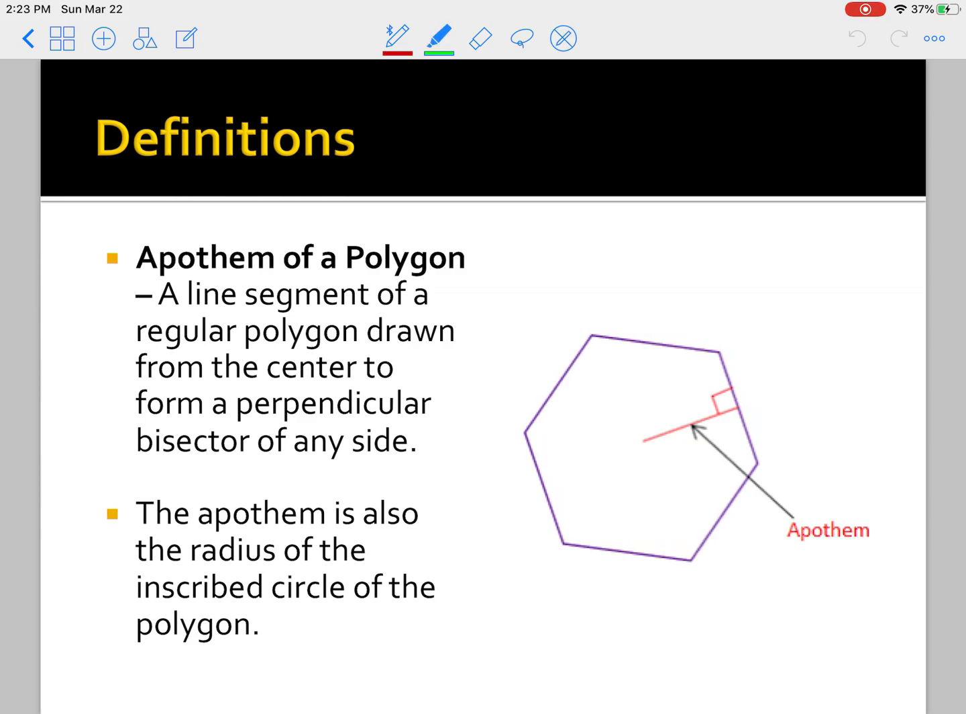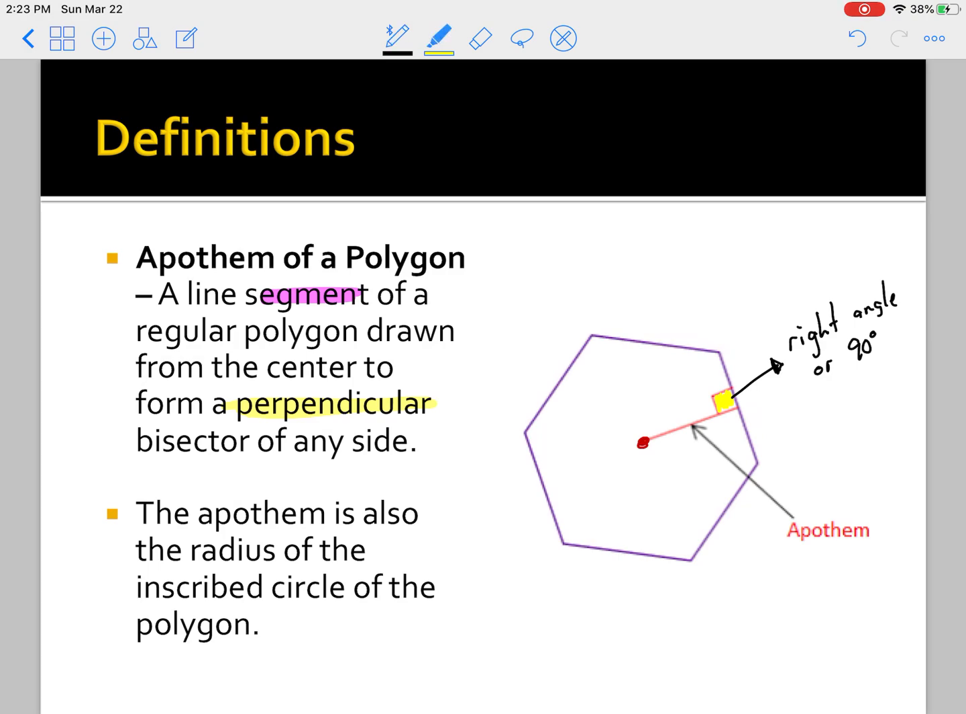The apothem of a polygon is a line segment. Once again, we have a segment, meaning that it has endpoints, and it's drawn from the center. So I must locate the center. And it is drawn perpendicular. So it's drawn from the center to form a perpendicular bisector. When we look at this vocabulary word, perpendicular, we know that it forms a specific type of angle, and that angle is here, and we know that that angle represents a right angle or a 90-degree angle.